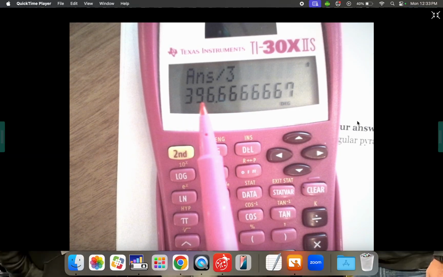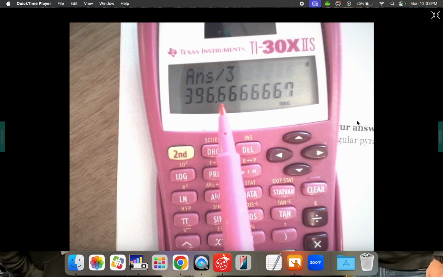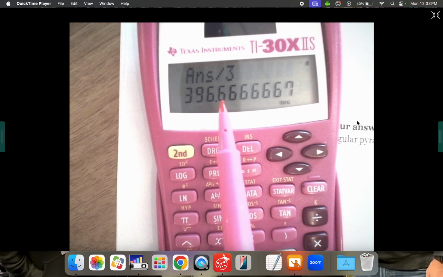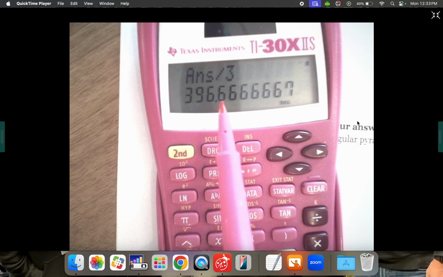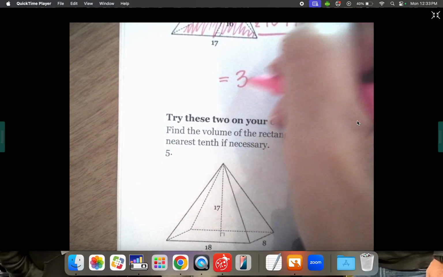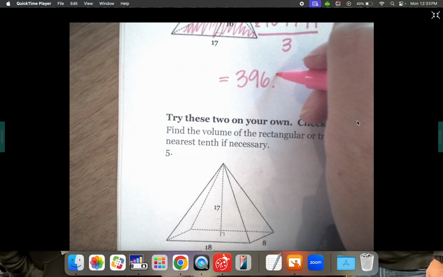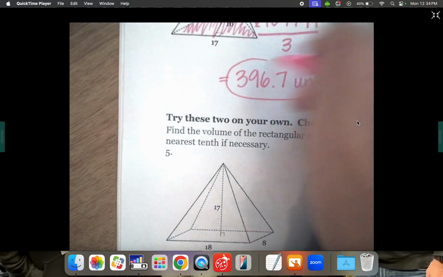So it's going to be 396 point something. And so you have to look at this number and decide if you're rounding it up to a 7 or if it's going to stay 6. And since the next number after it is 5 or above, we're going to give this a shove and it's going to be 7. So 396 is going to be rounded up to a 0.7, and again, that's cubic units because it's 3-dimensional.